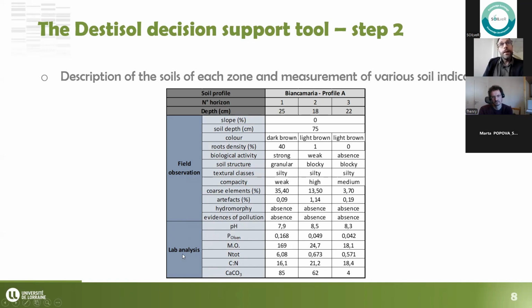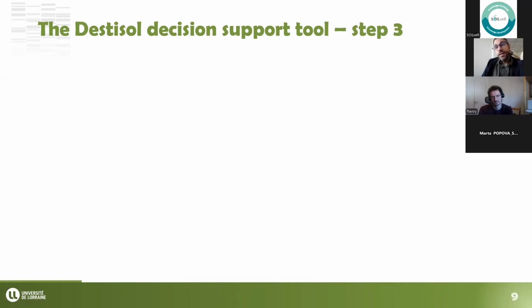And then, based on that, so this is step number 2, which leads us to step number 3, which is quite logical. Step number 3 is based on the use of these soil indicators for each soil from each zone in order to rate, to score soil functions. And to do that, I will just give you an example.